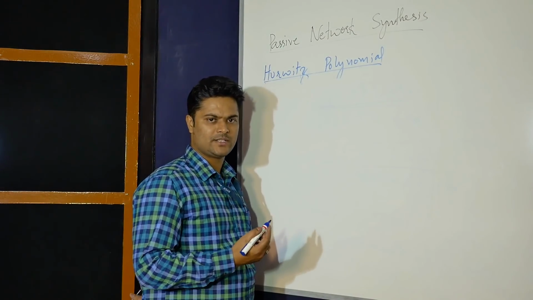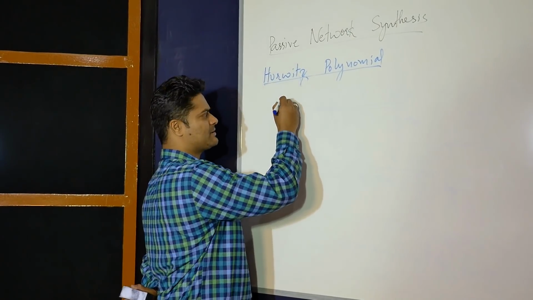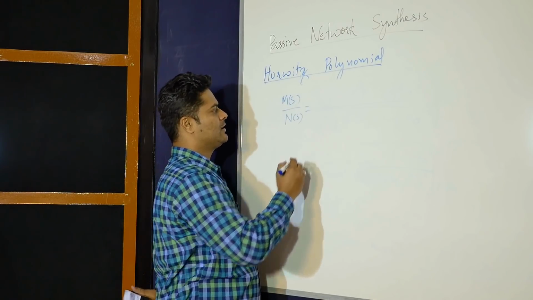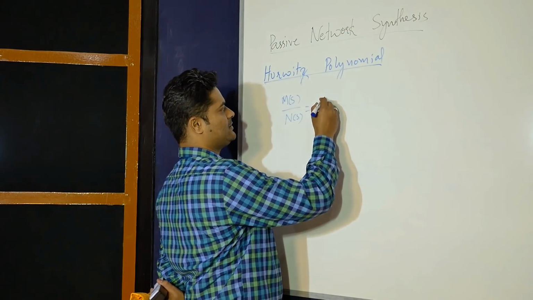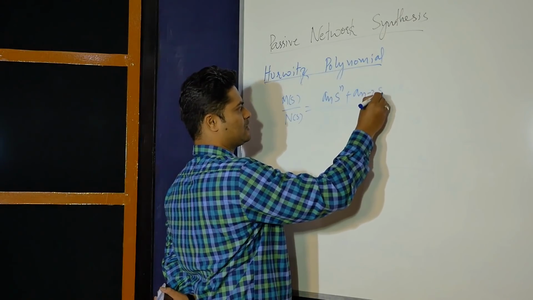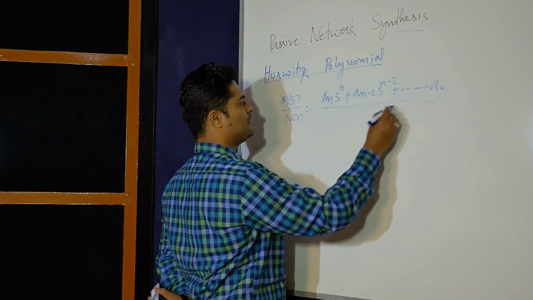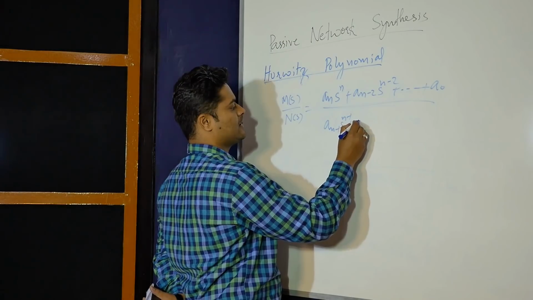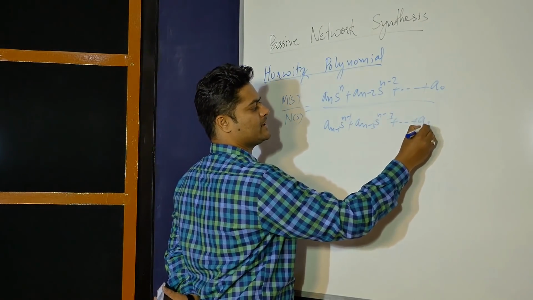So before we go further into solving the problems, let's go again into the basic details about M of S by N of S. As I said, M of S by N of S is an odd and even function, or odd and even polynomial. That means we have an s to the power n plus an minus 2 s to the power n minus 2, so on till a naught, and the denominator polynomial is nothing but an minus 1 s to the power n minus 1 plus an minus 3 s to the power n minus 3, so on till a1 s.